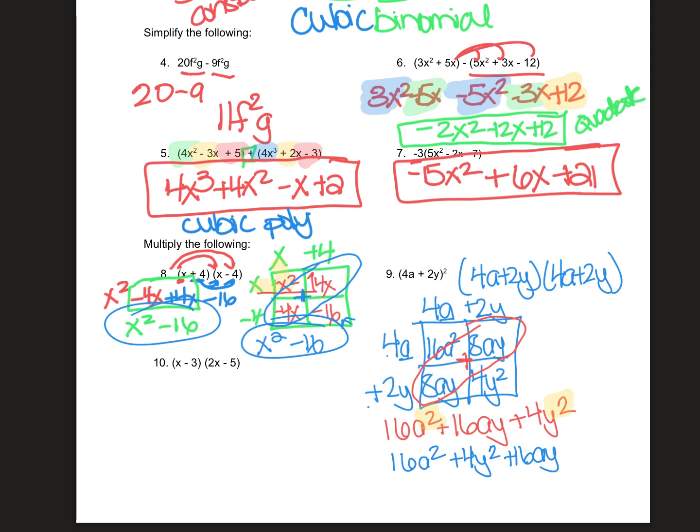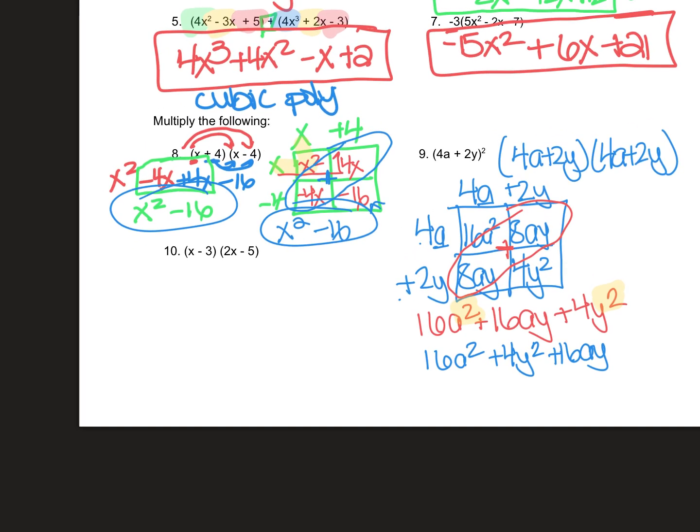Okay. Let's look at number 10. Number 10 is just multiplying this binomial. Okay. Let's go back to the box method. I've noticed a lot of you in class like the box method. I think that's great. So here I'm going to put my x minus 3, 2x minus 5.